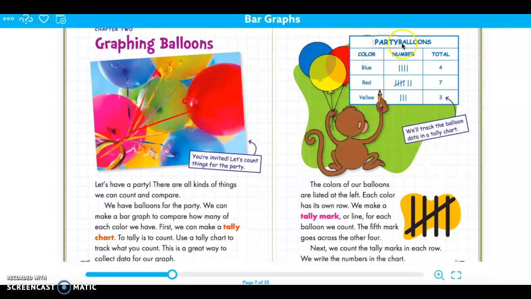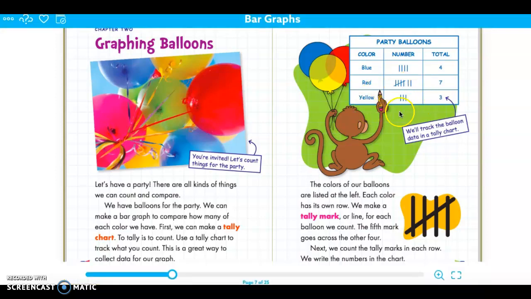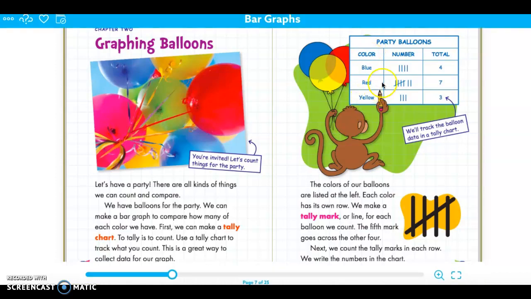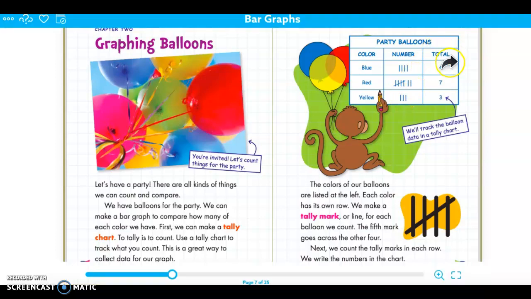So you can see here, their tally chart looks a little bit different than ours, but it's pretty much the same. So they have the labels here for the colors. They tallied here. That's what we did. The one thing that we did not do that you might have done on your own is labeling the total with a digit on the side.